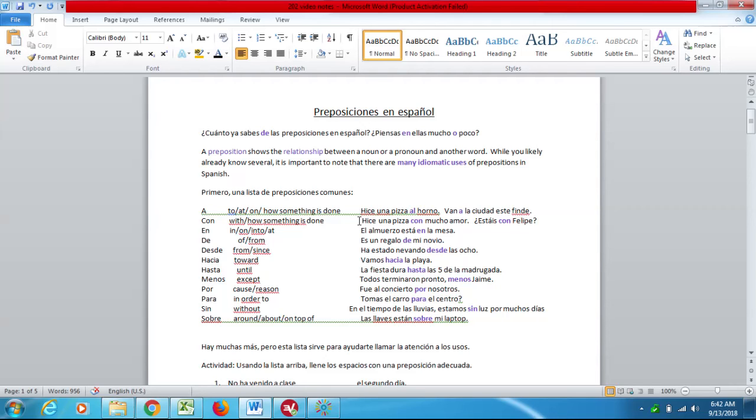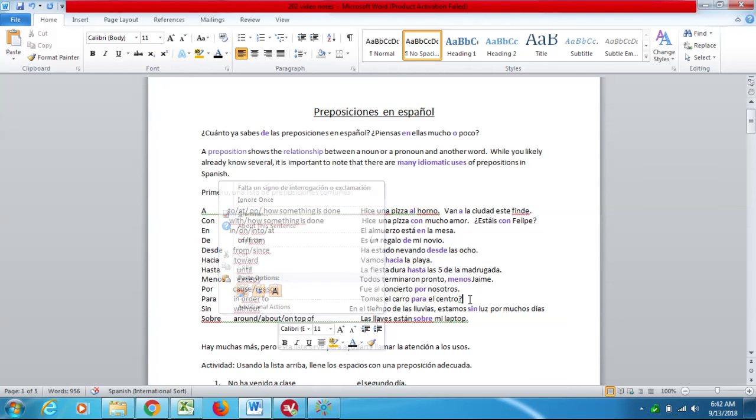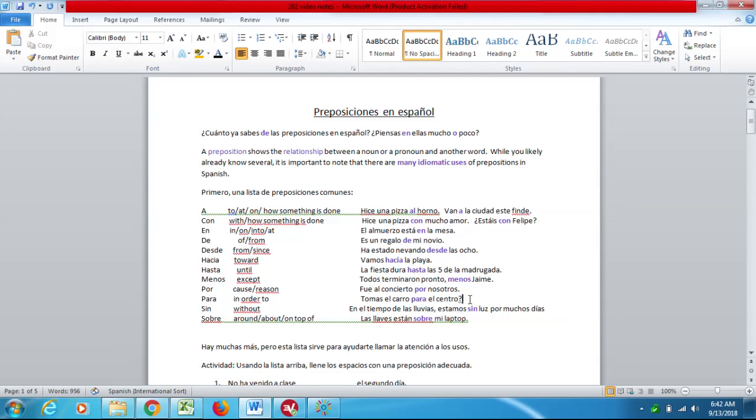Yo manejo con mucho cuidado. I drive with a lot of caution, right? Okay. Let's also take a look at por and para, because those are so problematic at times. While there are, as you know, many uses for por and para, let's just focus on these right now. Por used as cause, reason, or motivation, and para to kind of mean as in order to.